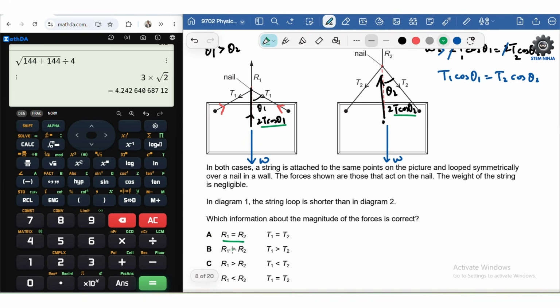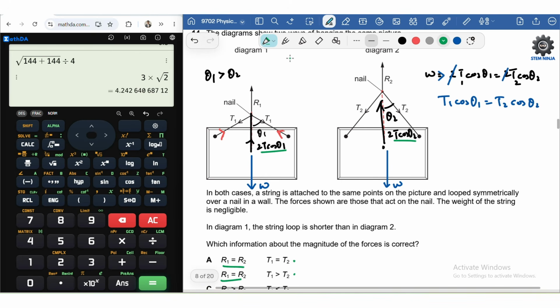Okay, sorry, no. R1 would be equal to that. But let's see whether the tensions are equal or not. If theta 1 is greater than theta 2, what can we say about the cosine theta? So cosine theta goes like this. Okay, so as the angle grows, the cosine theta goes lower, right? So cos theta 1 would be smaller than cos theta 2.